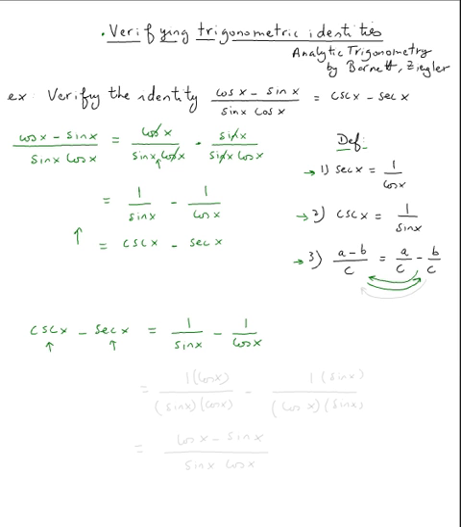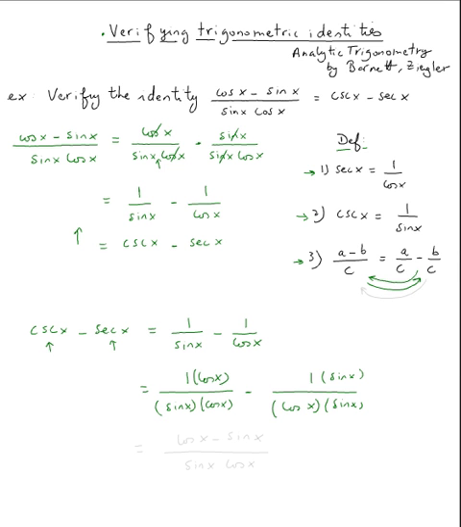Now since this is a difference between two fractions, you want to have a common denominator. Let me rewrite it here. 1 over sine minus 1 over cosine. Now the common denominator of sine and cosine is sine times cosine. So if you multiply sine by cosine, you have to do the same thing to the top. Multiply cosine by sine, so you have to do the same for the top.